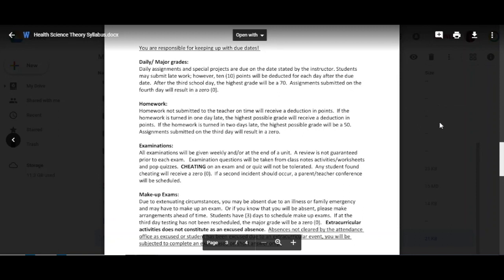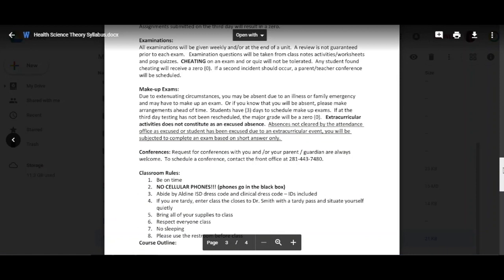Makeup exams. Due to extenuating circumstances, you may be absent due to an illness or family emergency, and I understand that. And you will be allowed to make up an exam. But if you know that you're going to be absent ahead of time, please make arrangements to do so. You have 3 days to schedule makeup exams. If by the third day the test has not been rescheduled, the major grade will result in a 0.